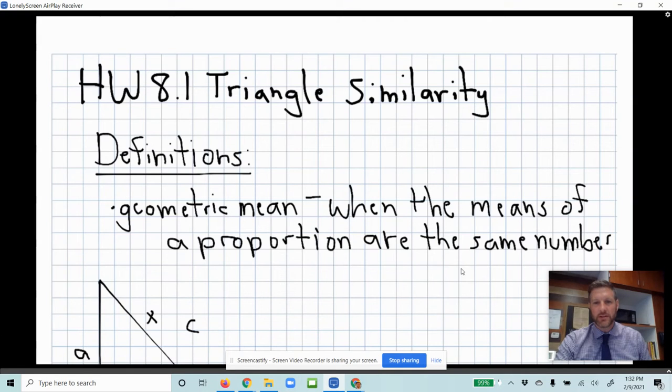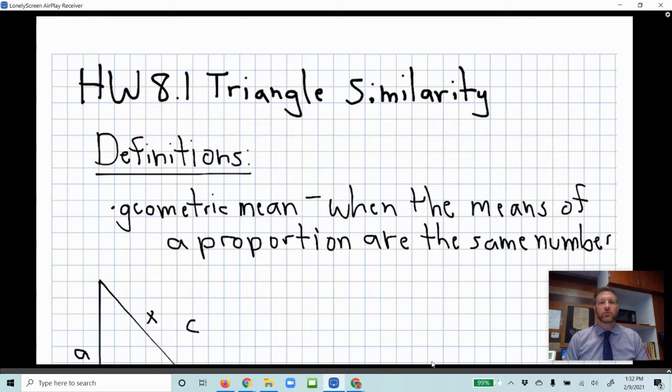Hey, geometry friends, welcome to Chapter 8, first lesson, 8.1, Triangle Similarity. And this is going to be a great chapter. We're going to learn a lot of important trigonometric ideas and principles. But first, we're going to return back to triangle similarity and learn some cool stuff there. So let's jump right in.